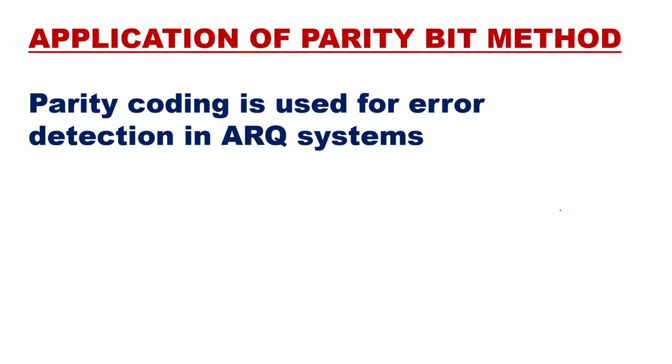Then what are the applications of parity coding? It is used for error detection in ARQ systems, that is automatic repeat request, which we have seen earlier, where we request the transmitter to send the data once more. So automatic request will be done.